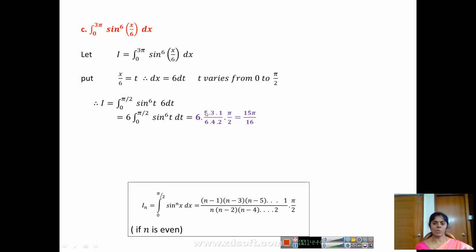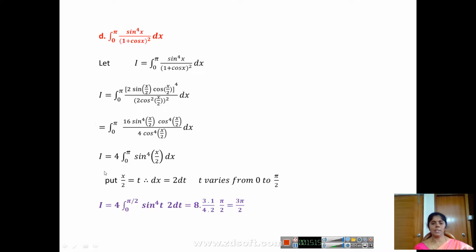So 6 minus 1 is 5 divided by 6. Again 6 minus 3 is 3 divided by 6 minus 2 is 4. Again 6 minus 5 is 1 divided by 6 minus 4 is 2. So altogether we have some values here, and we multiply by pi by 2 because n is an even number. After simplification, the result is 15 pi divided by 16.